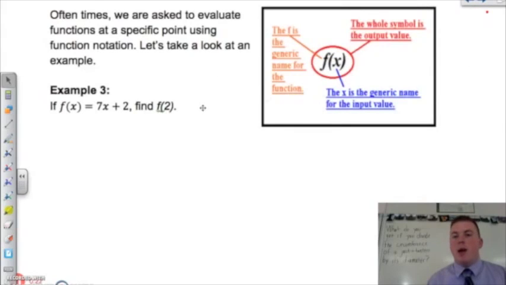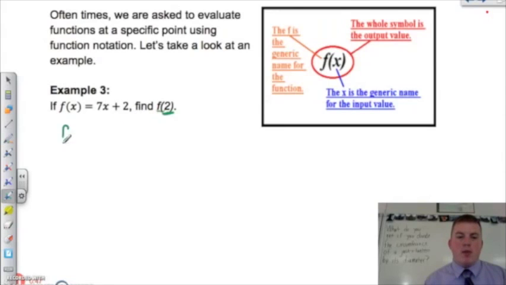Alright, so oftentimes we're asked to evaluate functions at a specific point using function notation. Let's take a look at an example. So, if we are given f of x equals 7x plus 2, and we are asked to find f of 2, what we are going to do is similar to in Unit 1, where we were evaluating expressions. We're going to take whatever they give us here, and we're going to plug it in anywhere we see an x.